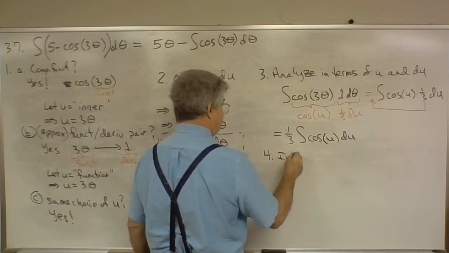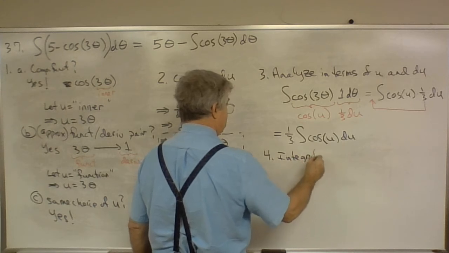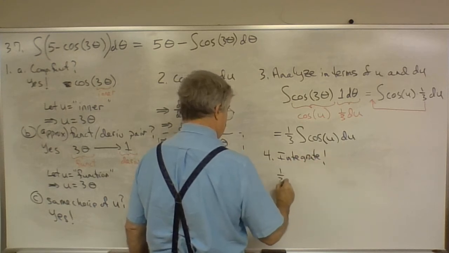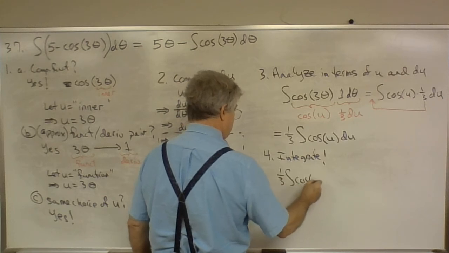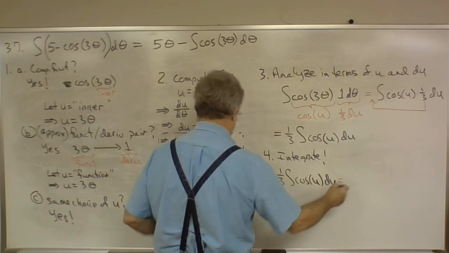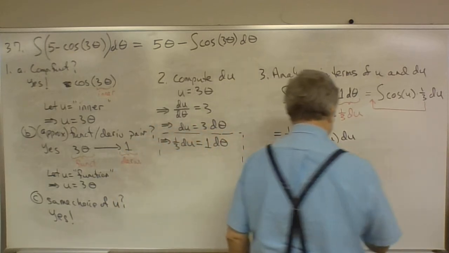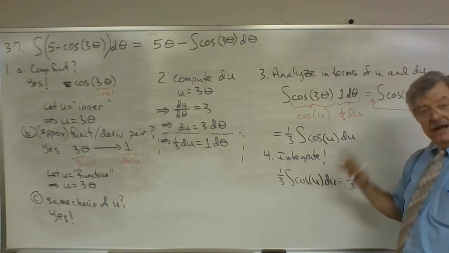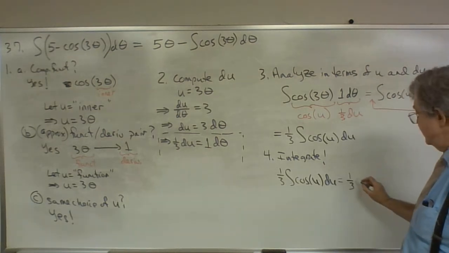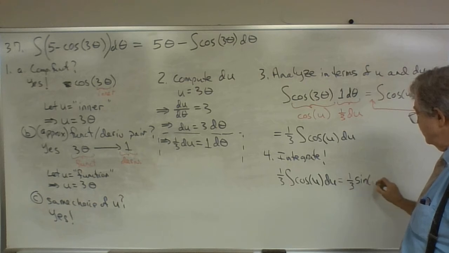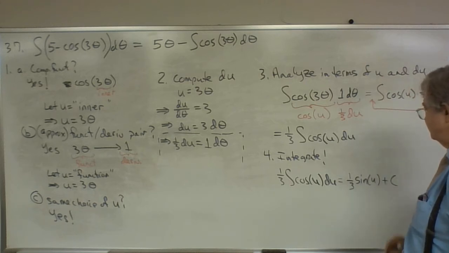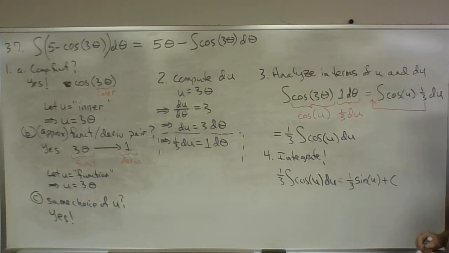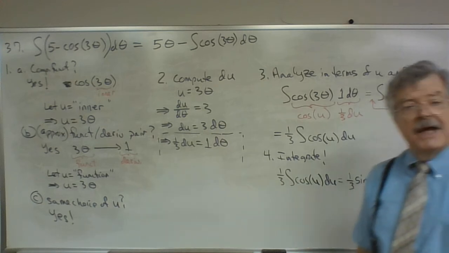Now, step 4 is to integrate. An antiderivative of cosine, we're supposed to know that. That's going to be sine of u plus c. So all we have to do now is rewrite our answer in terms of the original variable, and we'll do that in just a second.